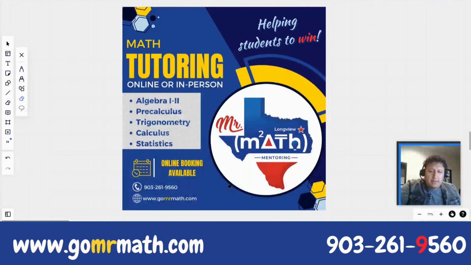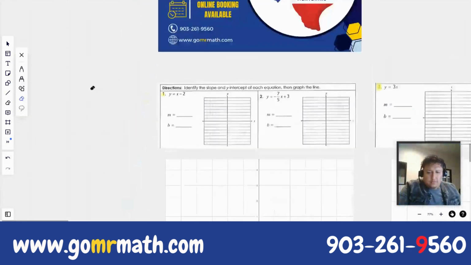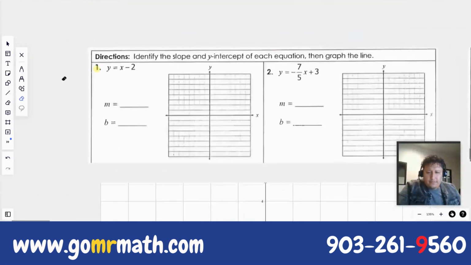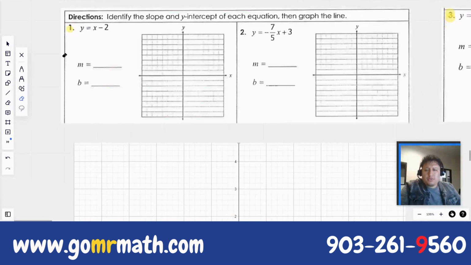Today we're doing an episode of Homework Help. We will be talking about the equation of a line in slope-intercept form. Okay, let's start. We have a couple of exercises in here, and what we will do is solve the odd exercises. We're not solving the even ones, okay?